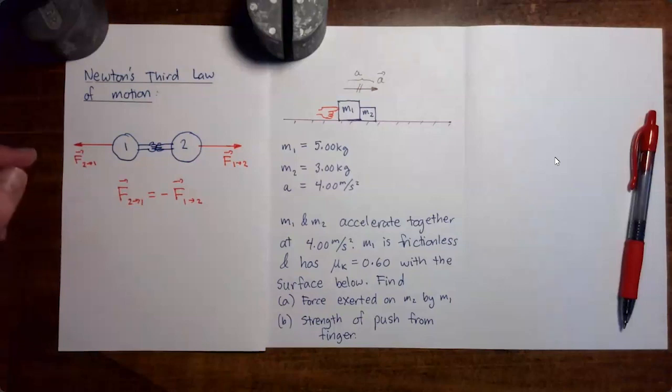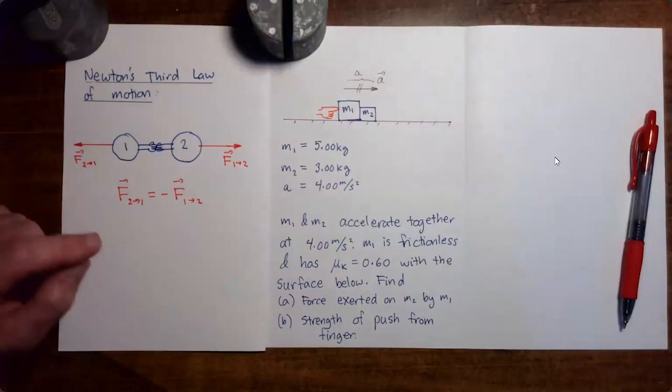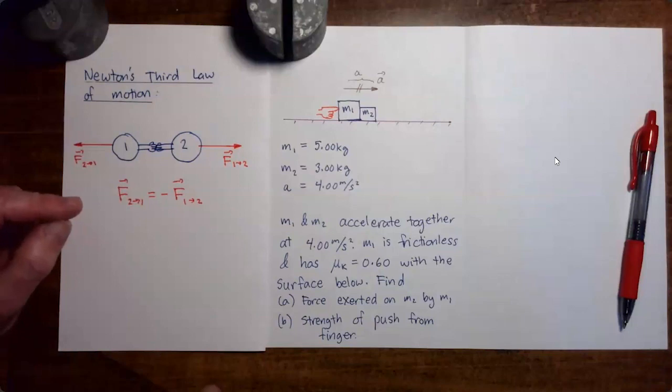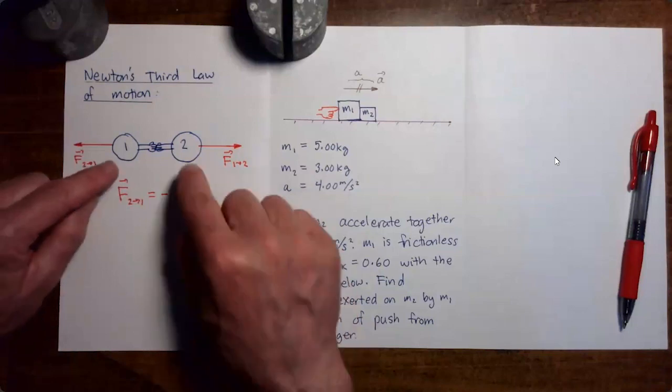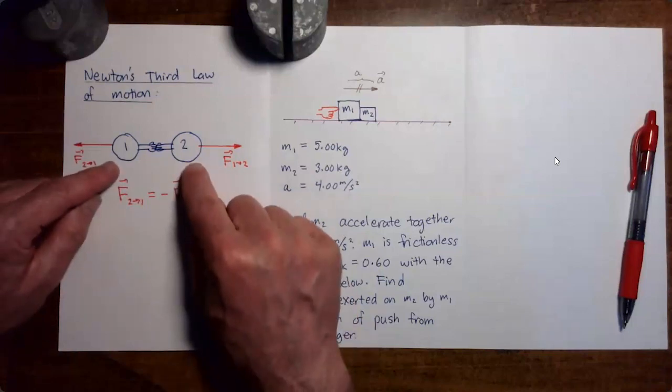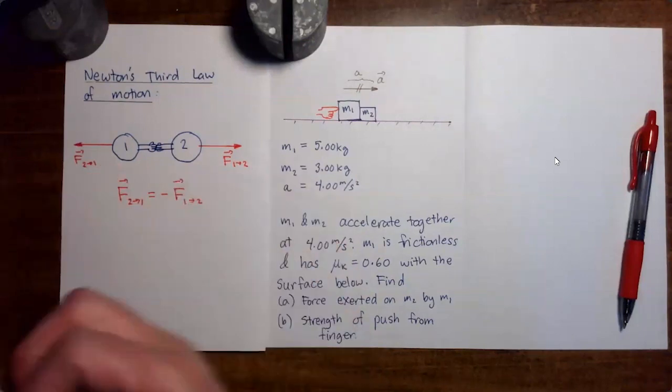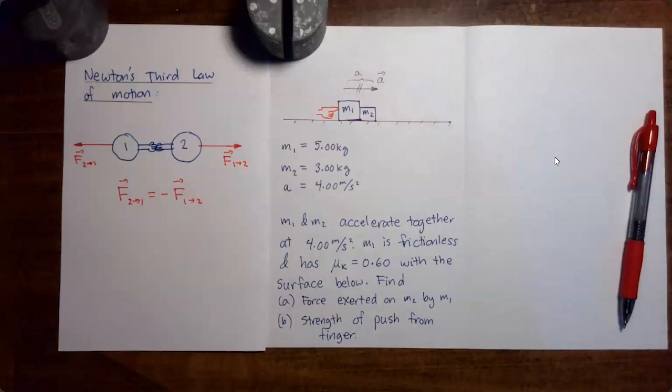In the previous video, I introduced you to Newton's third law of motion. In Newton's third law of motion, we consider two objects which are interacting with each other. Newton's third law of motion says that if the objects are interacting, then the forces that the objects exert on each other are equally strong and opposite in direction.